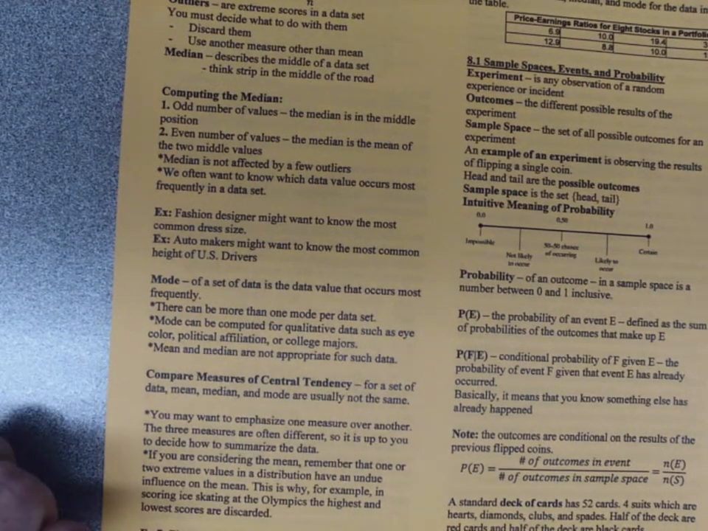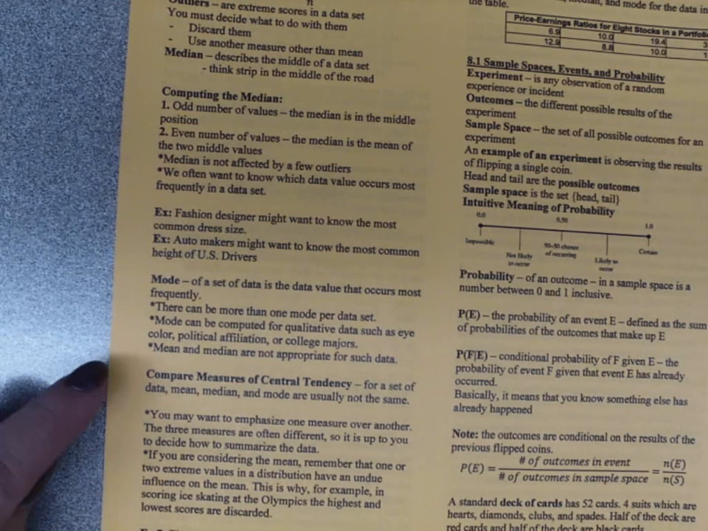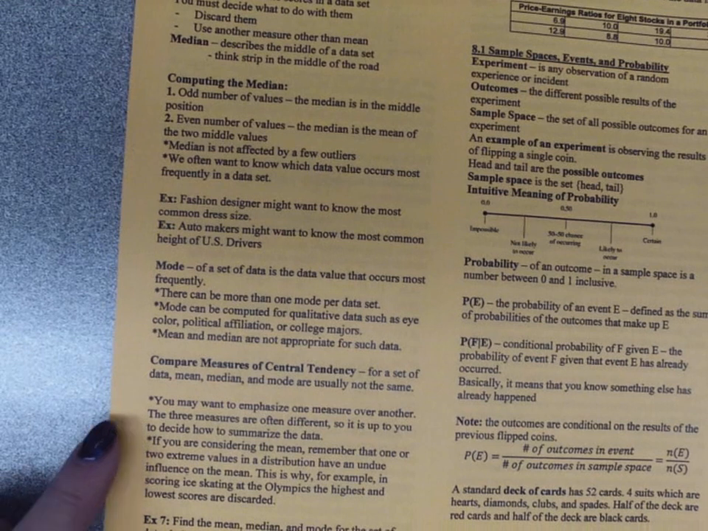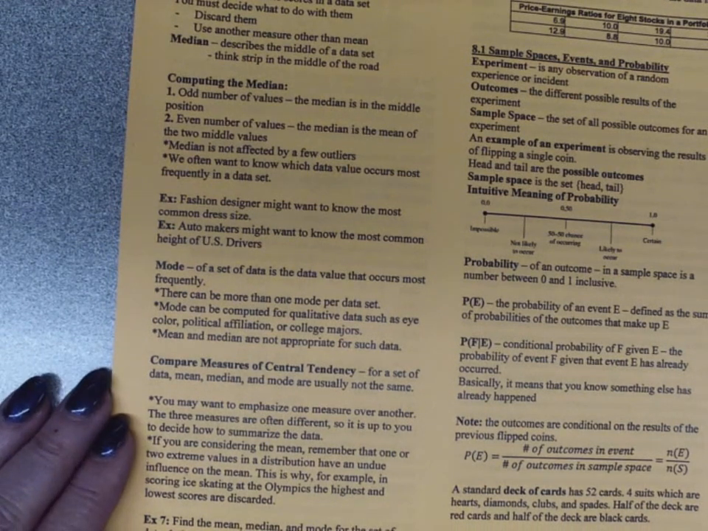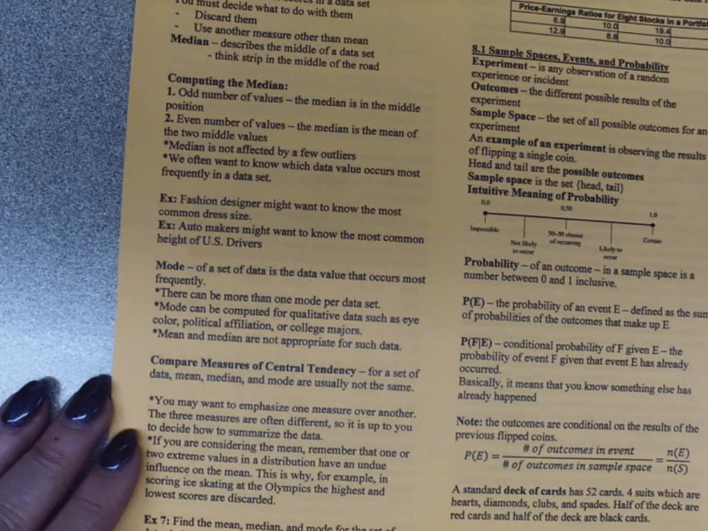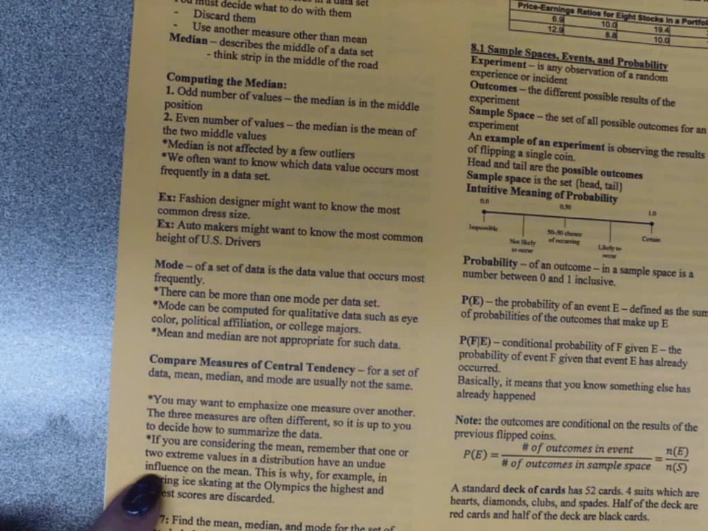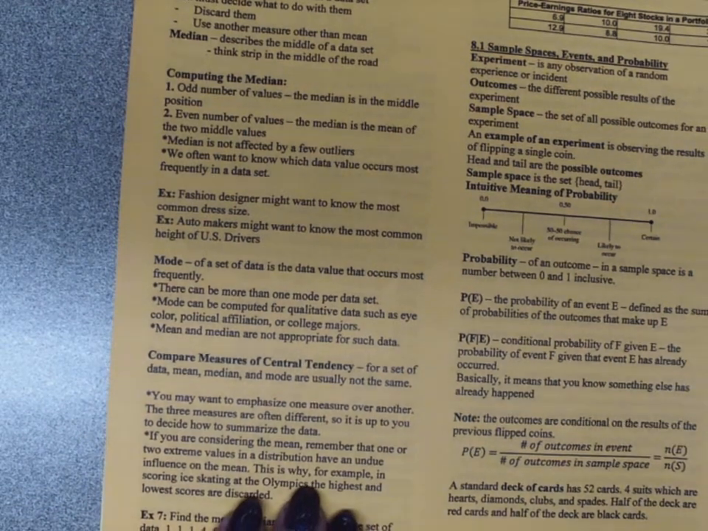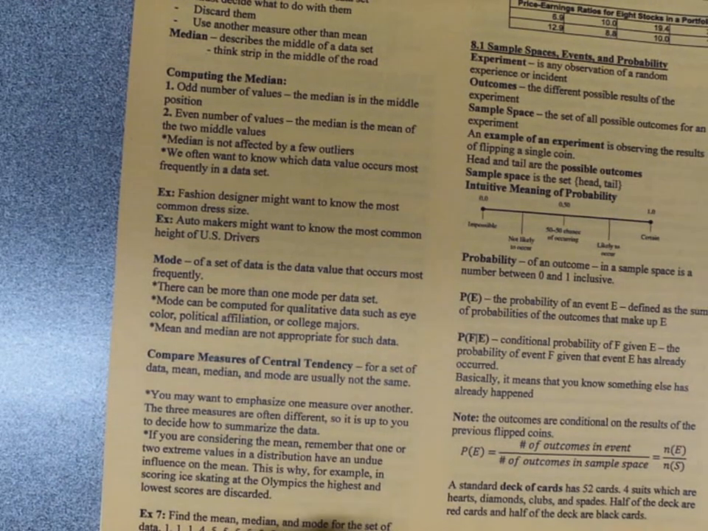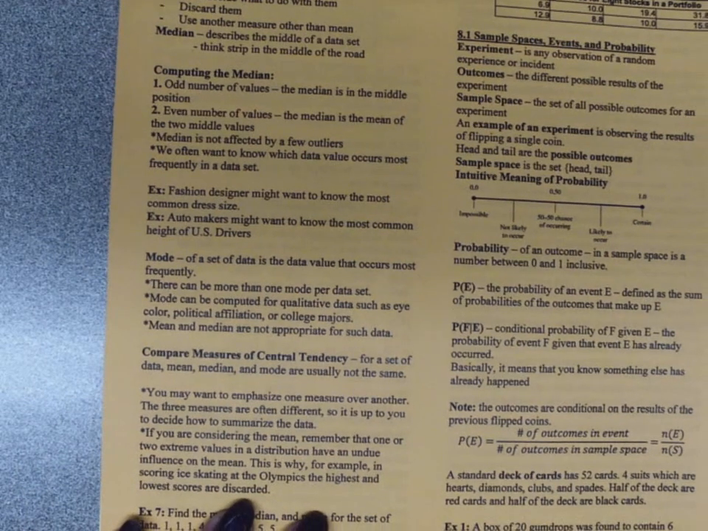So to compare measures of central tendency for a set of data, the mean, median, and mode are usually not the same. You may want to emphasize one measure over another. The 3 measures are often different, so it's up to you to decide how to summarize your data. If you're considering the mean, remember that 1 or 2 extreme values in a distribution have an undue influence on the mean. That's why, for example, in scoring ice skating at the Olympics, the highest and lowest scores are discarded.